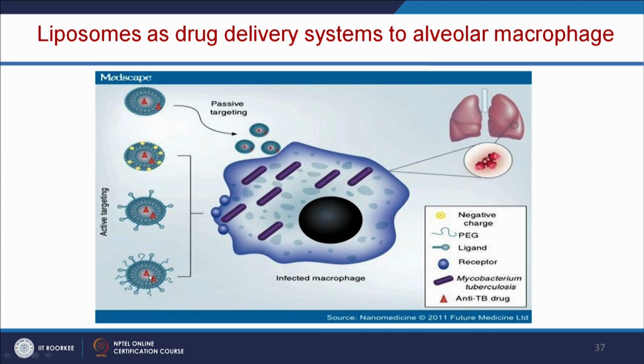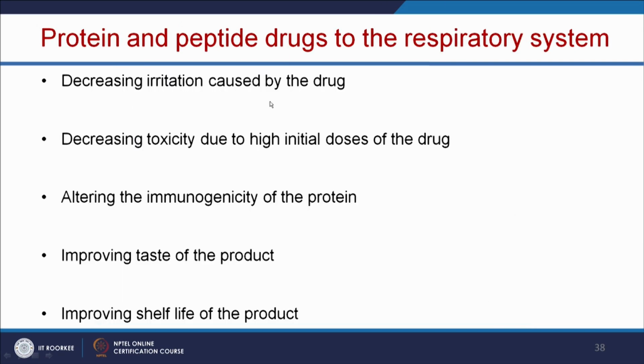So, we can have lipid based carriers or polymeric nanocarriers, which can reach the lungs and kill the Mycobacterium tuberculosis. We can also deliver protein and peptide based drugs to the respiratory system. That will decrease the irritation caused by the drug, decrease the toxicity due to high initial doses of the drug, alter the immunogenicity of the protein, improve the taste of the product, and also improve the shelf life of the product.